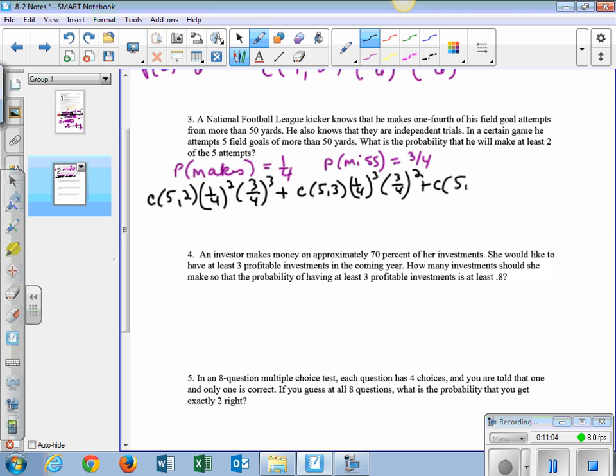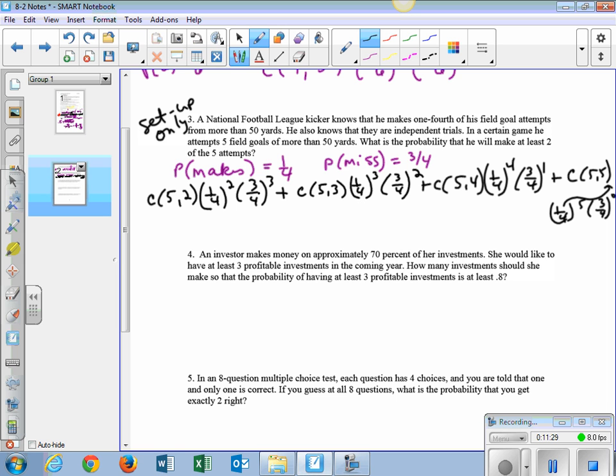Combination 5, choose 4. 1/4 is to the fourth power. 3/4 would be to the first. Or you could have combination 5, choose 5. And I'm running out of room for sure. And then I would have 1/4 to the fifth power, and 3/4 would be to the 0. Okay, this would be a setup only. So there's one way of doing it.